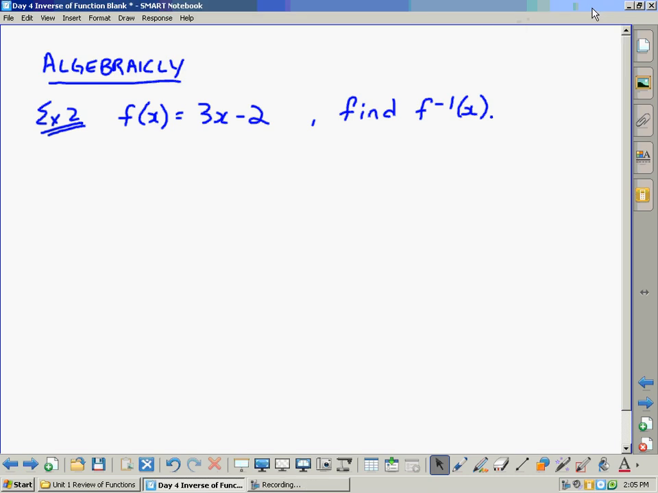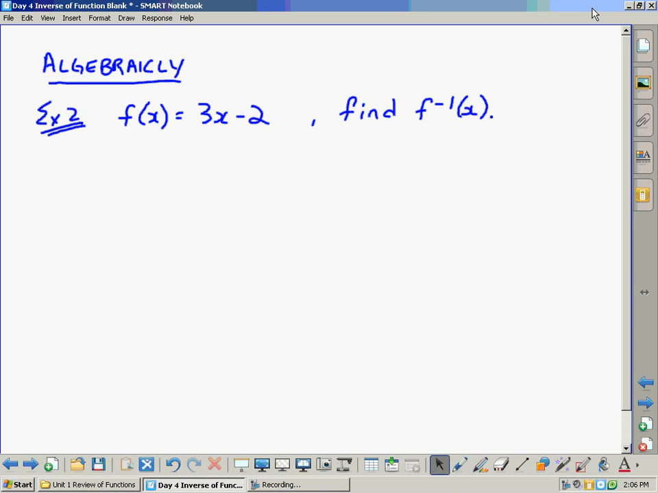Okay, so when we're asked to find the inverse, though, we're not going to want to always do it graphically. We're going to want to do it algebraically as well. So let's do this second example algebraically. We're going to find the inverse of the function 3x minus 2.